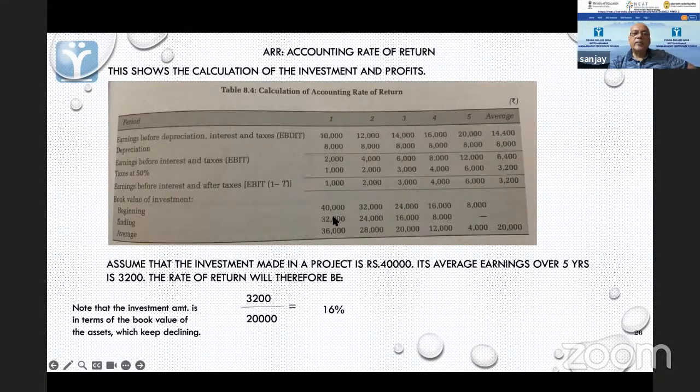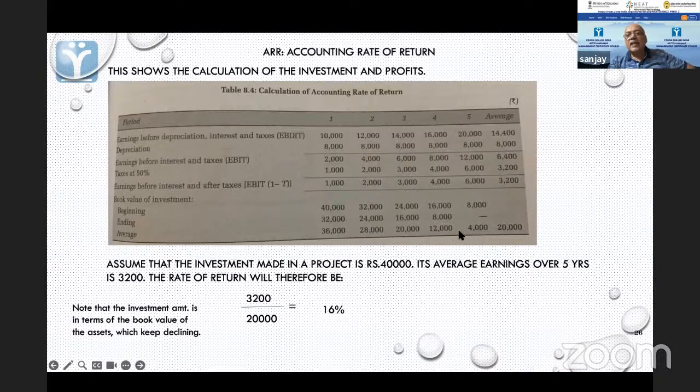And as far as the investment is concerned, it's very simple. 40,000 was my investment. 8,000 was depreciation. So at the end of the year, the value of this asset was 32,000. If I average it for this year, it's 40 plus 32, 72, divided by 2, that's 36. Next year, I begin at 32. The ending value of the last year is the beginning value of the next year. I reduce the depreciation. So I end up with a value of 24,000. Add these two together, divide by 2, you will get 28,000.